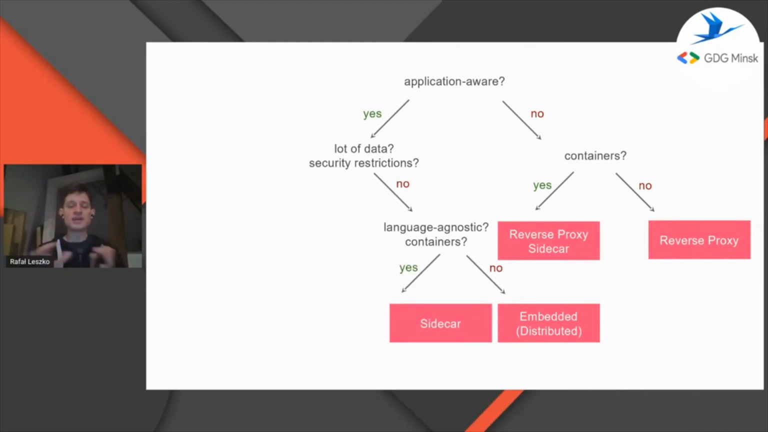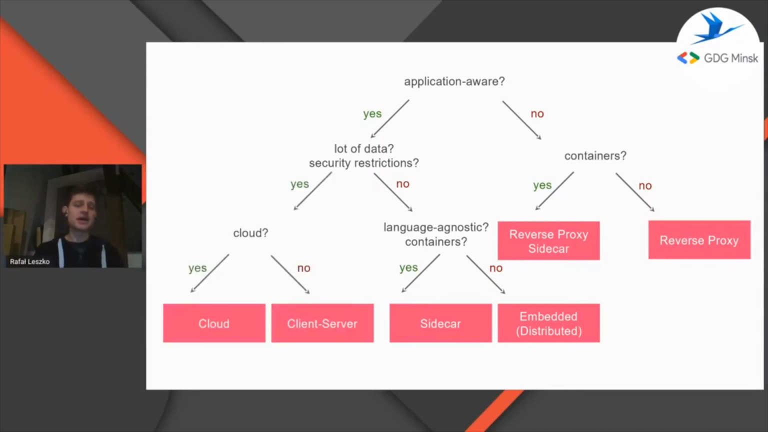However, if you have a lot of data working in a big enterprise, the last question you need to ask is, is my deployment a cloud? If no, use on-premises server. If yes, use cloud cache. That is my maybe oversimplified decision tree on how to choose the right caching for you.